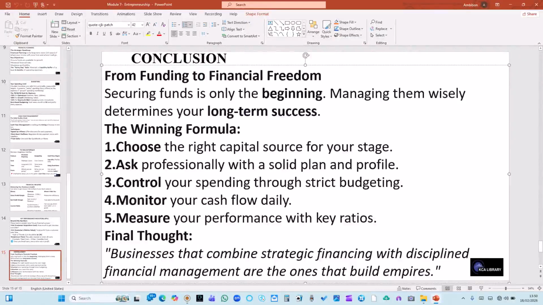Then the final thought: businesses that combine strategic financing with disciplined financial management are the ones that build empires.